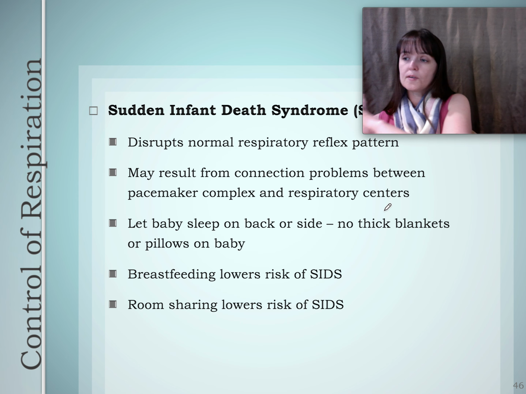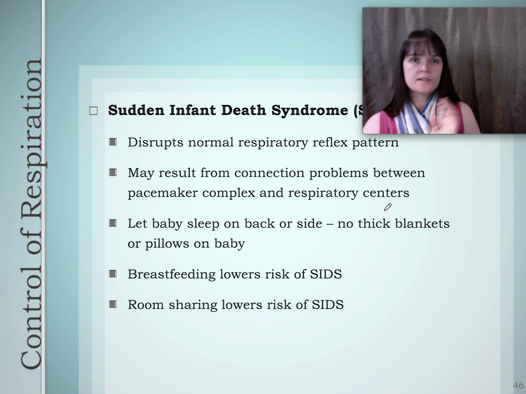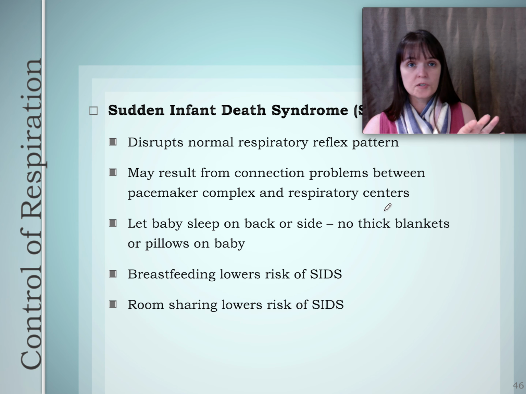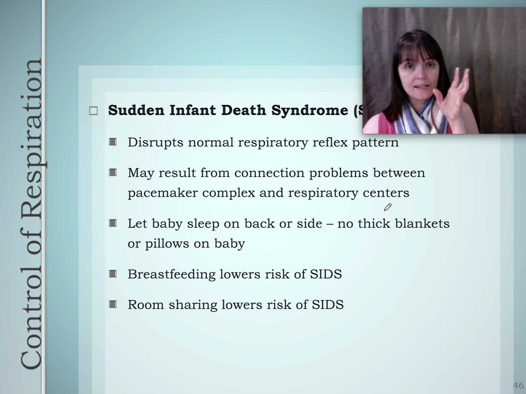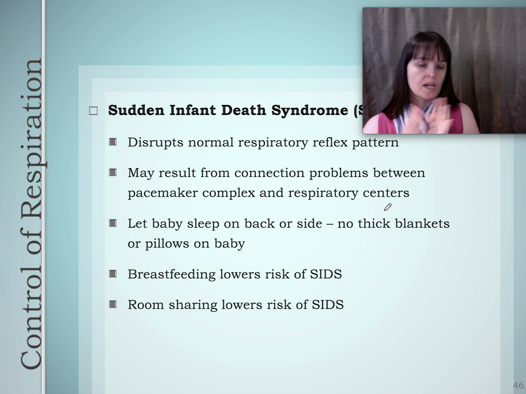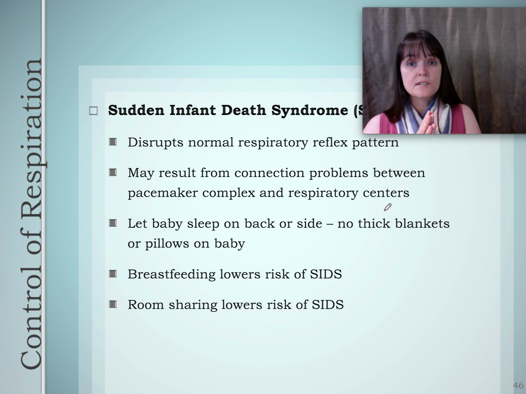The little fluffy things that go around the crib so that they don't hurt themselves on the crib walls, those are junk. Throw those away. Because babies, again, can get caught in them and can't breathe and can't wake themselves up. So, breastfeeding lowers the risk of SIDS death. It doesn't eliminate the risk of SIDS death, but we can do something to help.